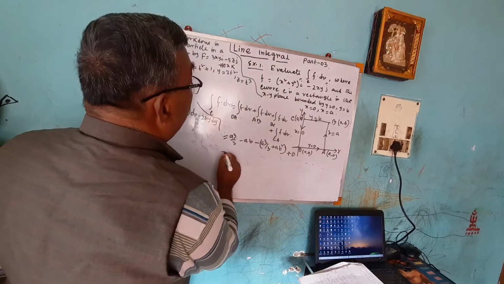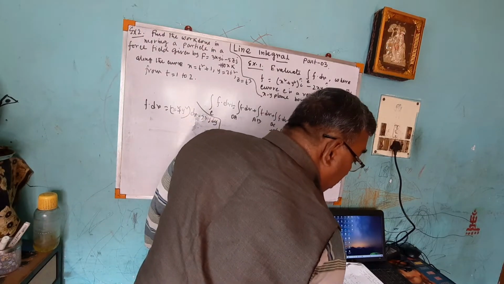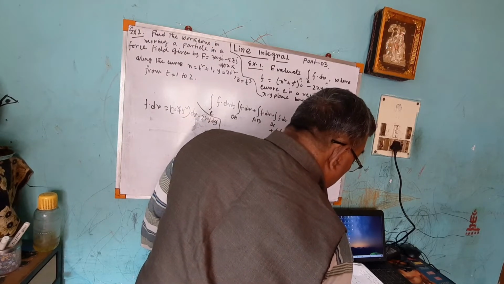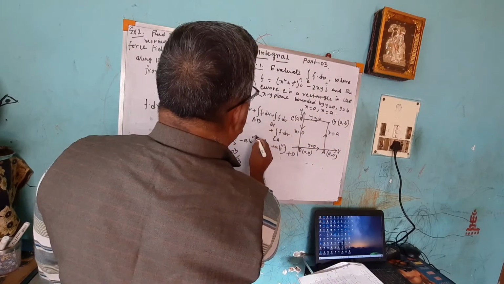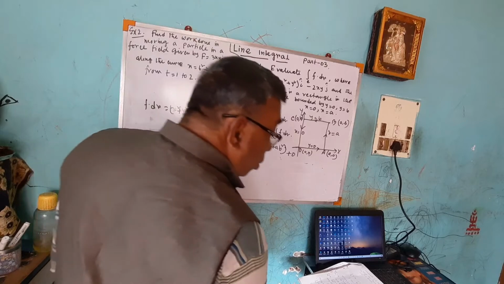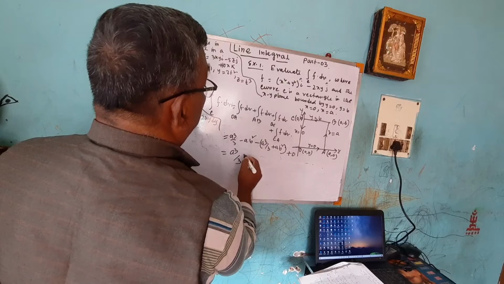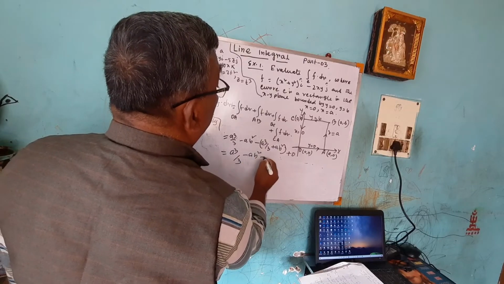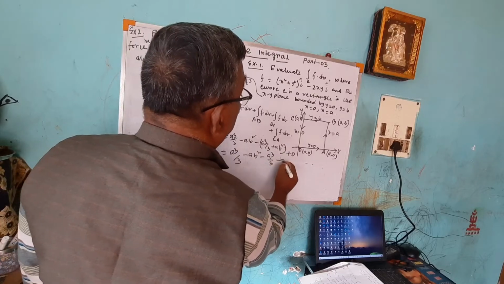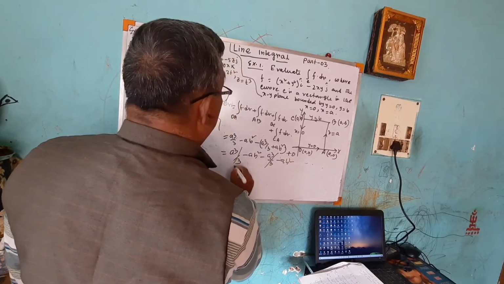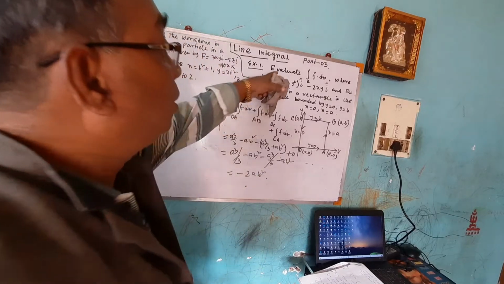Okay, so now a²/3 along AB minus AB square. Along AB it was AB square, minus this a²/3, this will be minus AB square. So this is getting cancelled. So minus 2AB square. This is the answer of this sum.